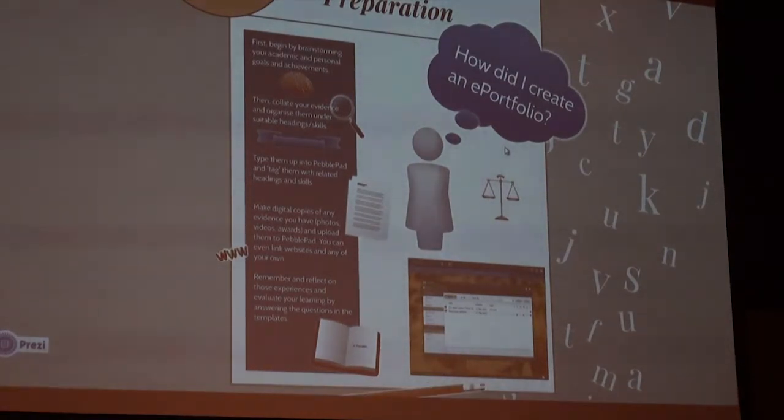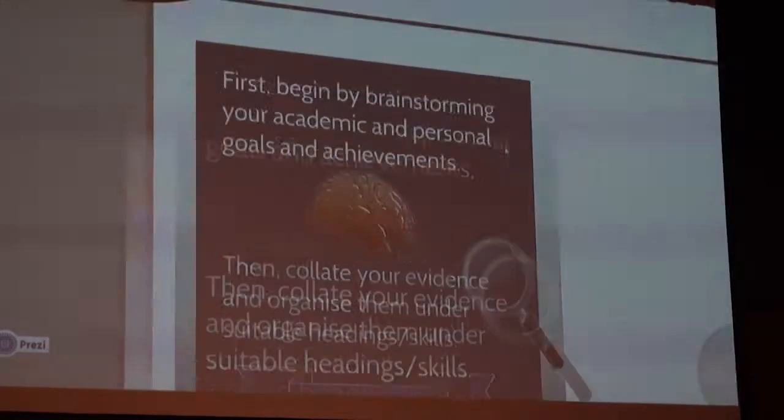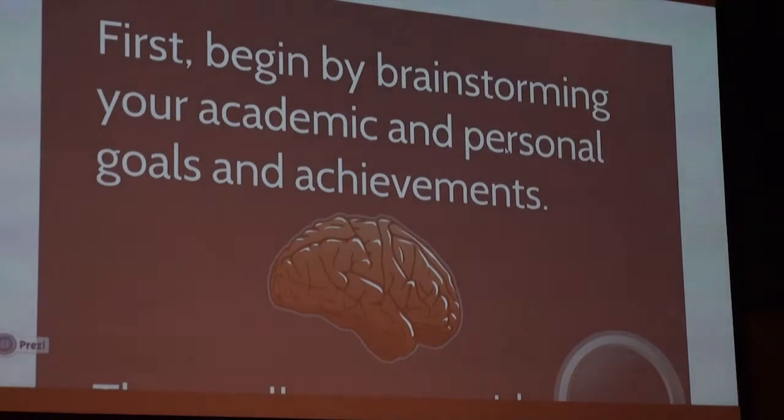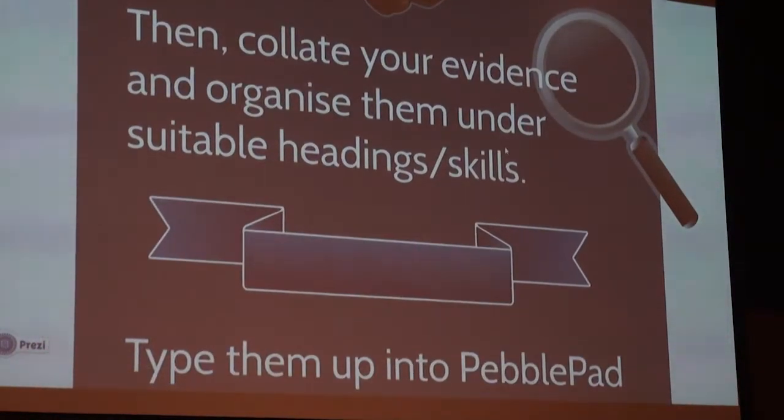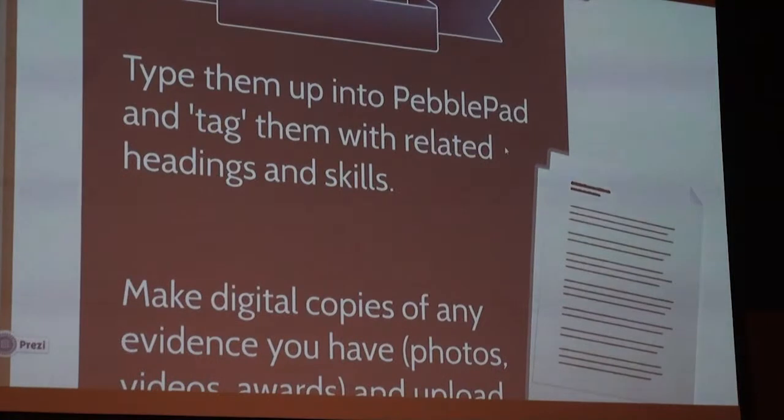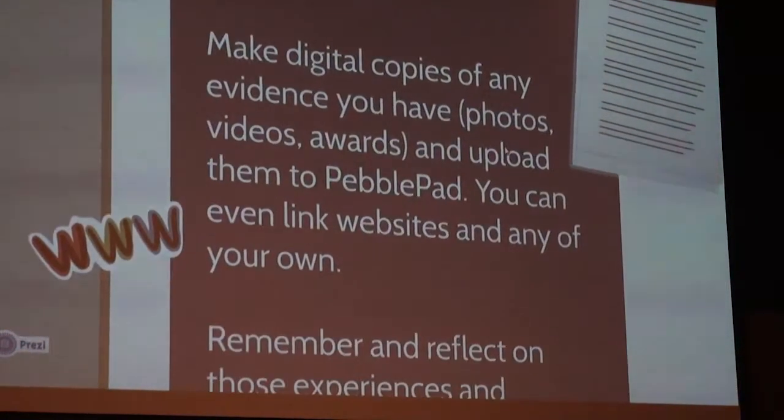So how to actually prepare it. First, just on the left-hand side, I'll just read them through. Begin by brainstorming your academic and personal goals and achievements. Collate your evidence and organise them under suitable headings and skills, because that's the options they give under assets. Type them up into PebblePad and tag them, and relate them again to the same headings. Make digital copies, so take photos of your awards or statues or anything, and any other newspapers or anything, and put them up there.